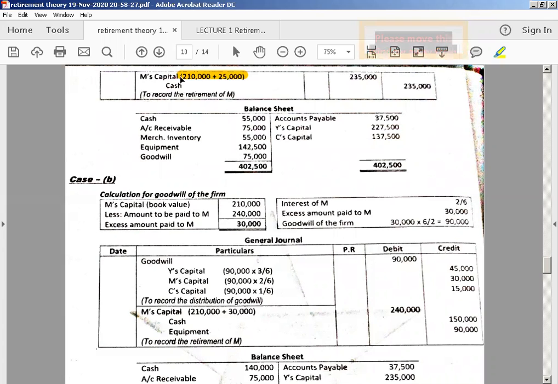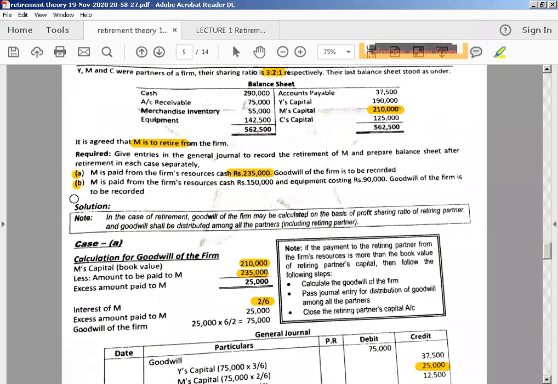Then we have another part, B, of the goodwill. What we have discussed in part B of the goodwill, here we have part B. M is paid from the firm resources 150,000 cash and equipment of 90,000. So when M is leaving the firm, we are giving him the firm's cash of 150,000, and the cost of the equipment is how much, beta? 90,000. Okay, so 90 plus 150, how much amount?